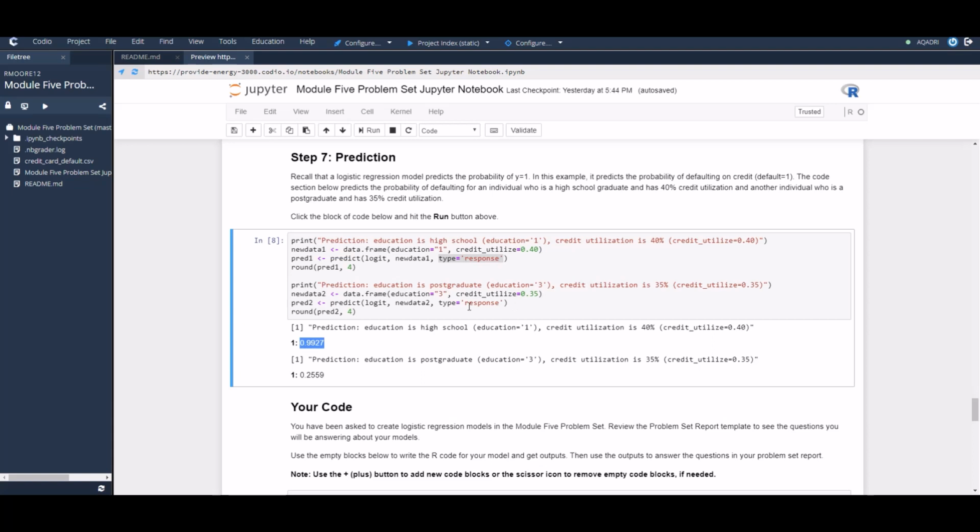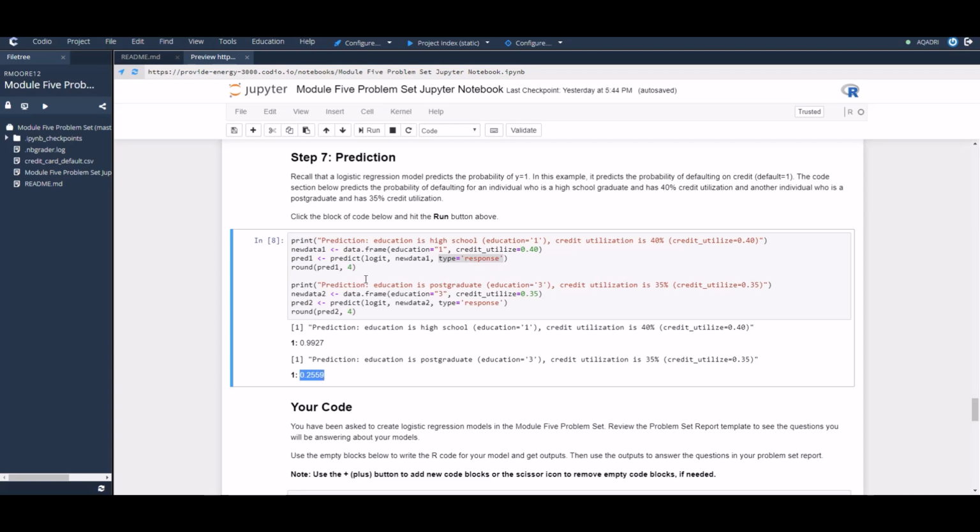Similarly, we can do another prediction with education as 3 for postgraduate, and the credit utilization is 0.35. We set the type to response again because we want a numeric answer, and we get 0.2559. That is clearly less than 0.5 and much lower than 0.9927. So the prediction for the label would be a 0, that the likelihood is that the individual is not going to default on credit.